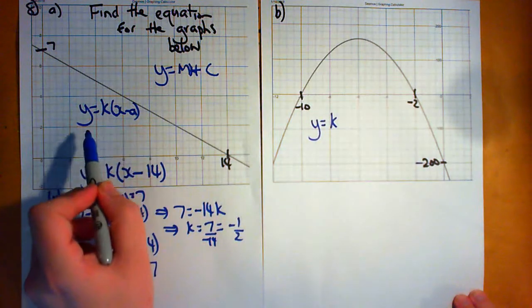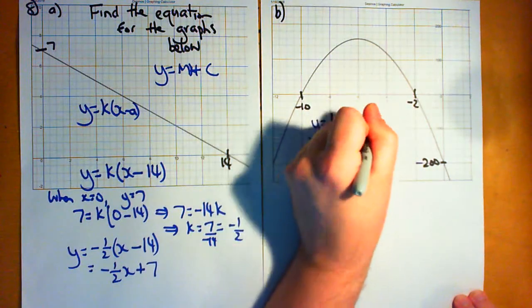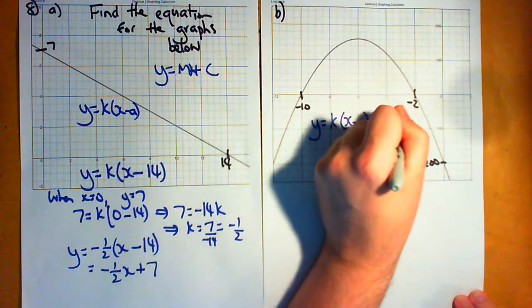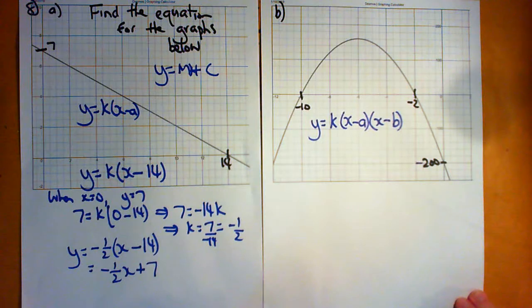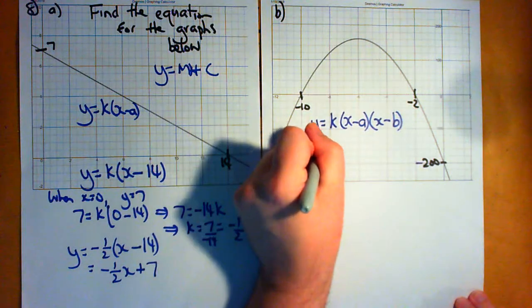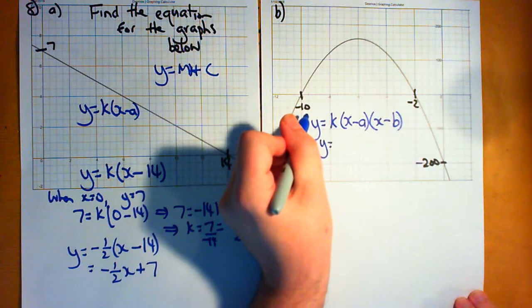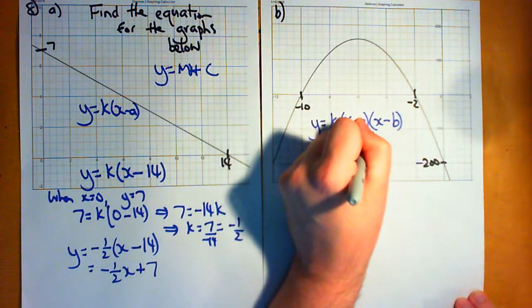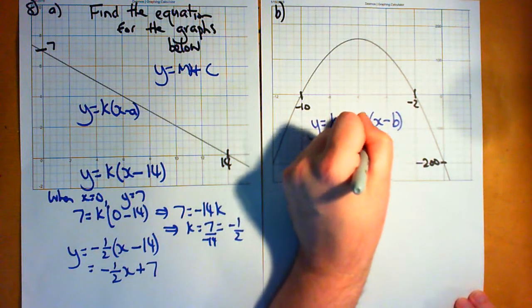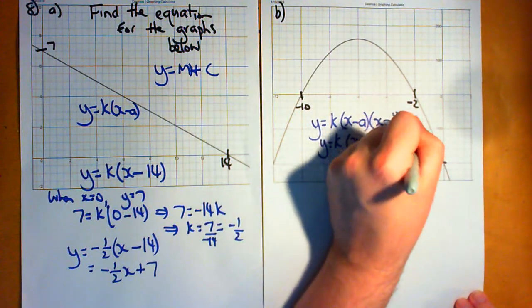It is similar to y equals k times x minus a, except this time because we have an extra x-intercept, we have an extra bracket, and otherwise we can do it exactly the same way as we did question A, which is why we did question A in the way we did. Okay, so what's a and what's b? Those are your two x-intercepts, which are negative 10 and negative 2. So we have k times x minus negative 10, so minus negative 10 becomes plus 10, and x minus negative 2 becomes x plus 2.